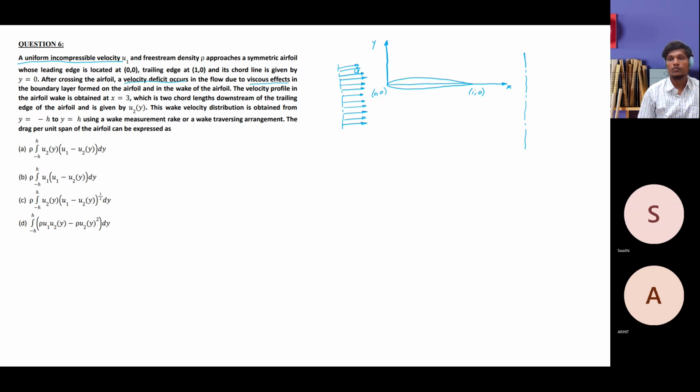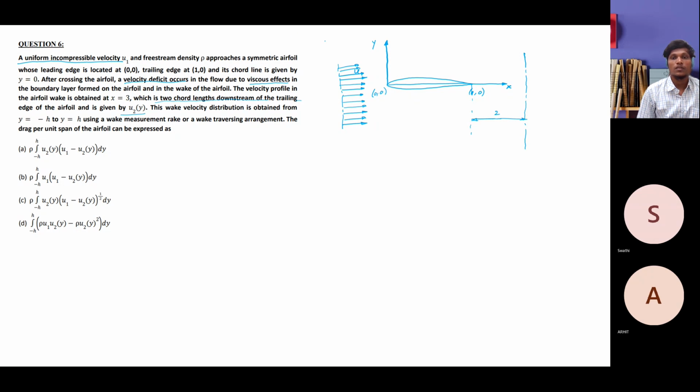So just assume it is not a perfect length, it's not a complete length, I can say it is, say, 2. That means it is already 1 here, and from 1 to this particular location where they measured this velocity again, that is 2 units ahead of this 1 comma 0, or the trailing edge, which is 2 chord lengths downstream. It's the same thing they mentioned here, which is 2 chord lengths downstream of the trailing edge of the aerofoil, and is given by u2 of y.